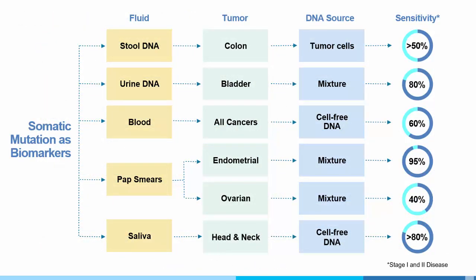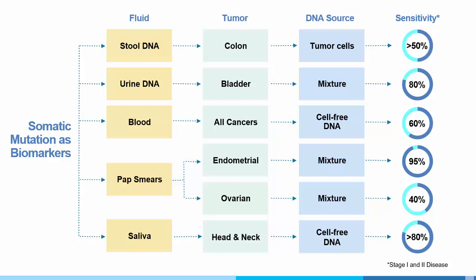So when we look at the current state of studies, and these are preliminary studies, these are not large population studies, these are proof of principle studies, and we look at a variety of different bodily fluids, not just blood. When we look at stool, urine, blood, pap smears, and saliva, and we emphasize the tumor types that we are trying to detect, and we talk about the source of DNA, whether it's cells, whether it's cell-free DNA, or maybe it's a mixture of cell-free DNA and tumor cells. I've listed the sensitivities, what the current studies are showing for stage 1 and 2 disease. The stages where cure is most likely or above 80% in most cases. So with stool, we can detect more than 50% of colon cancers. With urine now, we can detect about 80% or more of bladder cancers. In the blood, stage 1 and 2, we can detect about 60% of cancers.